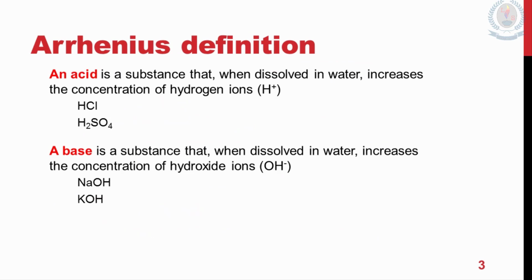Arrhenius definition. An acid is a substance that when dissolved in water increases the concentration of hydrogen ions. Normally we all know this. Examples for acids are hydrochloric acid, sulfuric acid. And the Arrhenius definition of a base: it is a substance that when dissolved in water increases the concentration of hydroxide ions. Example, sodium hydroxide, potassium hydroxide, and so on.